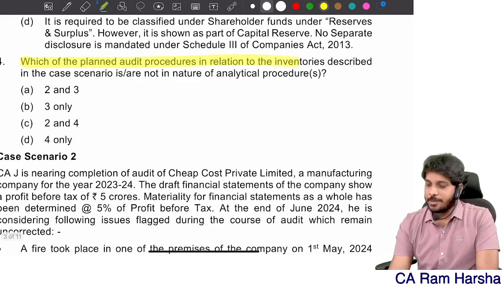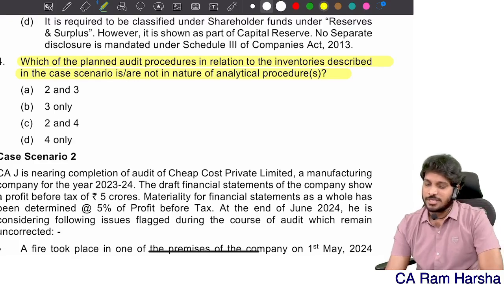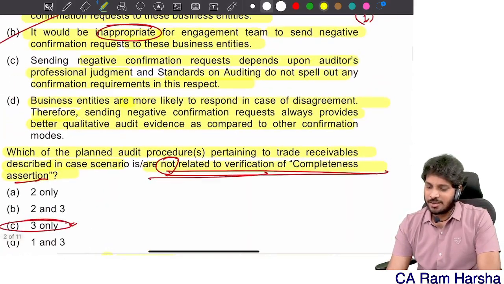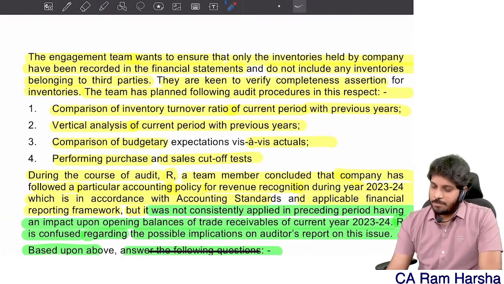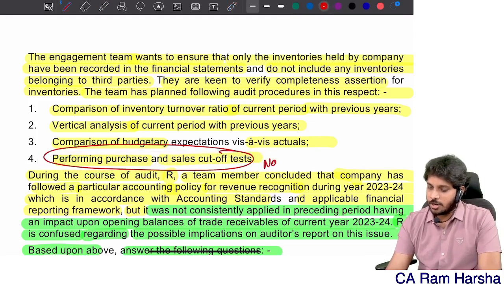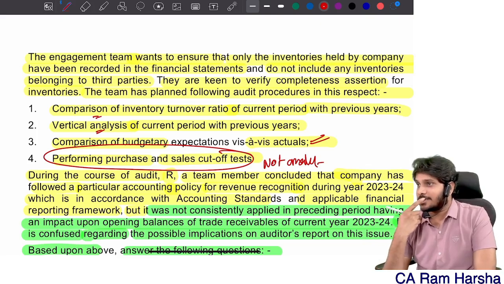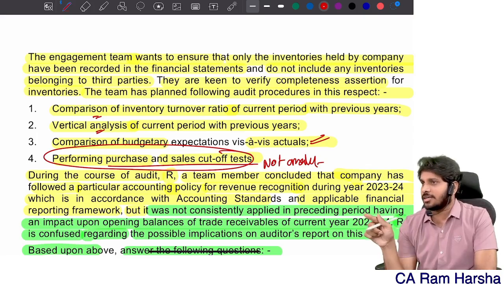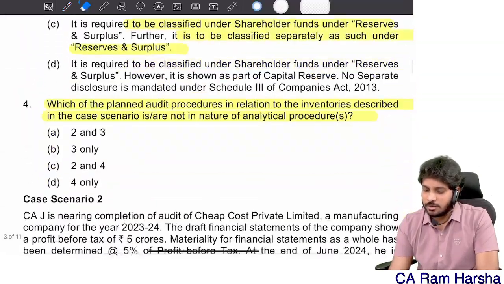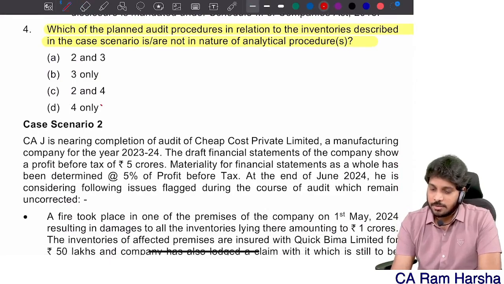Which of the planned audit procedures in relation to inventories are not in the nature of analytical procedure? Just a minute. Performing sales cutoff test. This is not analytical procedure. Analytical procedure means comparison or analysis; some comparison or some analysis will be there. Test cutoff is not analytical. So 4 only. 4 is not an analytical procedure. 4 only is there. Getting it?